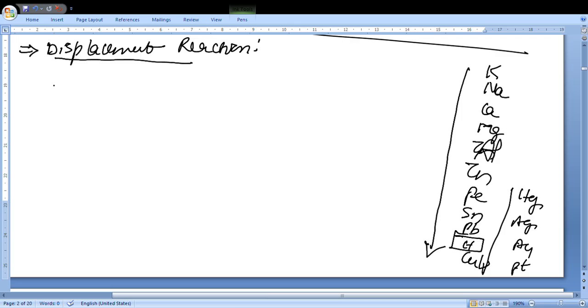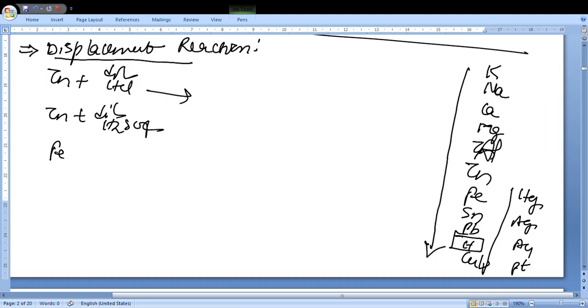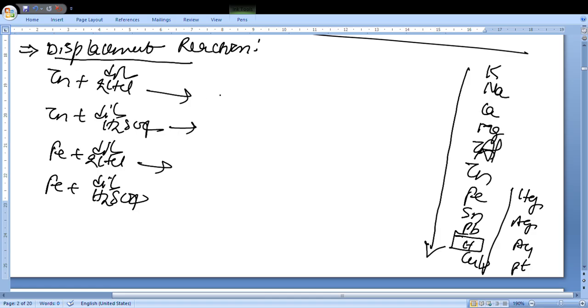So simply we are taking the reaction Zn plus dilute HCl. What will be formed? Yeah, Zn plus dilute H2SO4. Another, Fe plus dilute HCl. Another, Fe plus dilute H2SO4. What will happen? Zn is more reactive than hydrogen and Fe is also more reactive than hydrogen because Zn and Fe both are above hydrogen in the reactivity series, right?